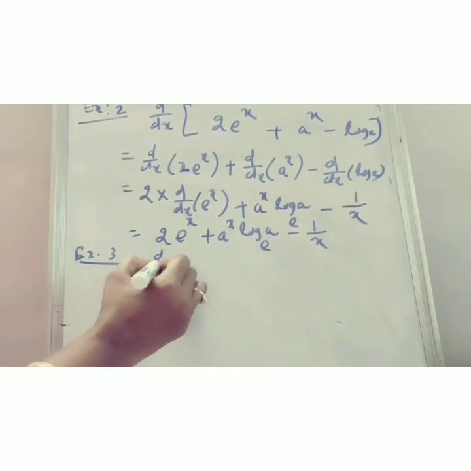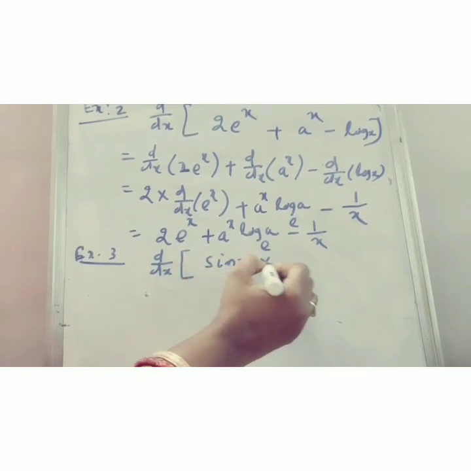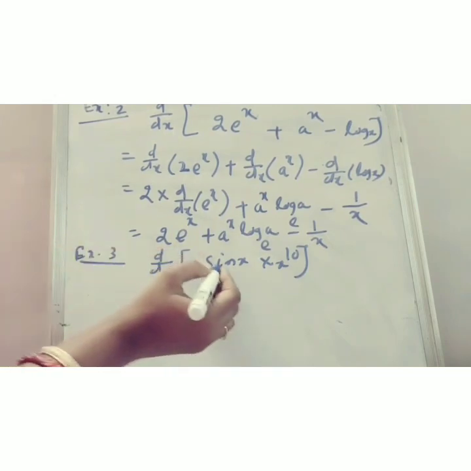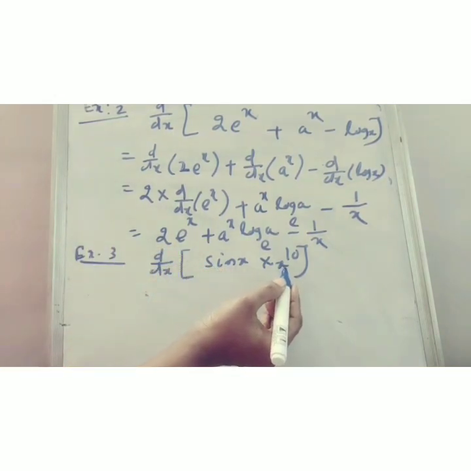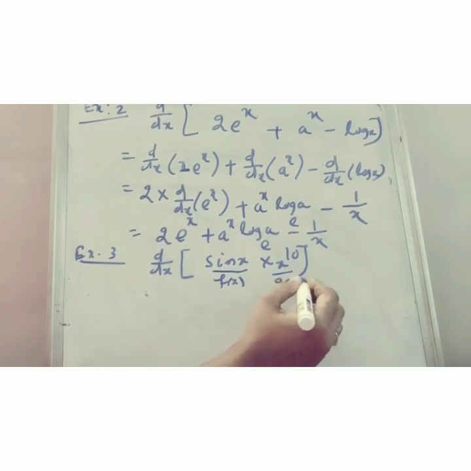What is d by dx of sin x into x to the power 10? You apply the product rule here because sin x is one function and x to the power 10 is another function. So apply the product rule. This is your f of x and this is your g of x.